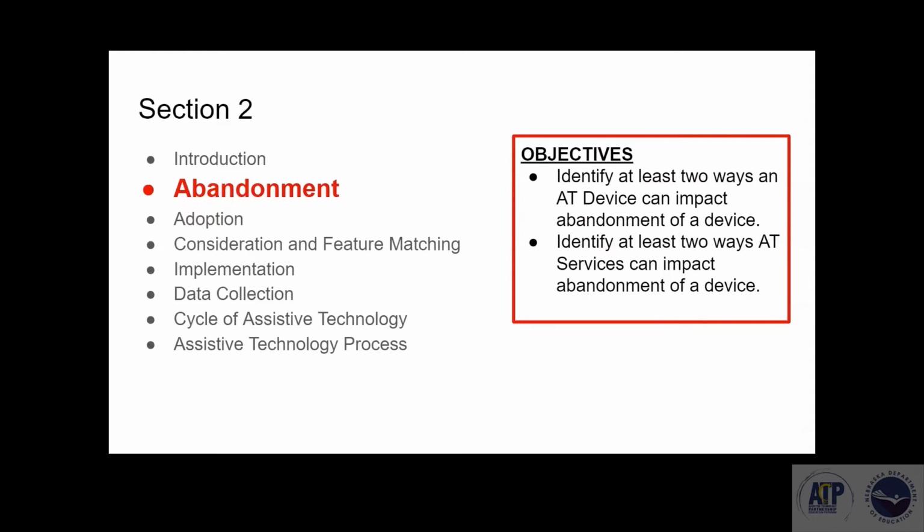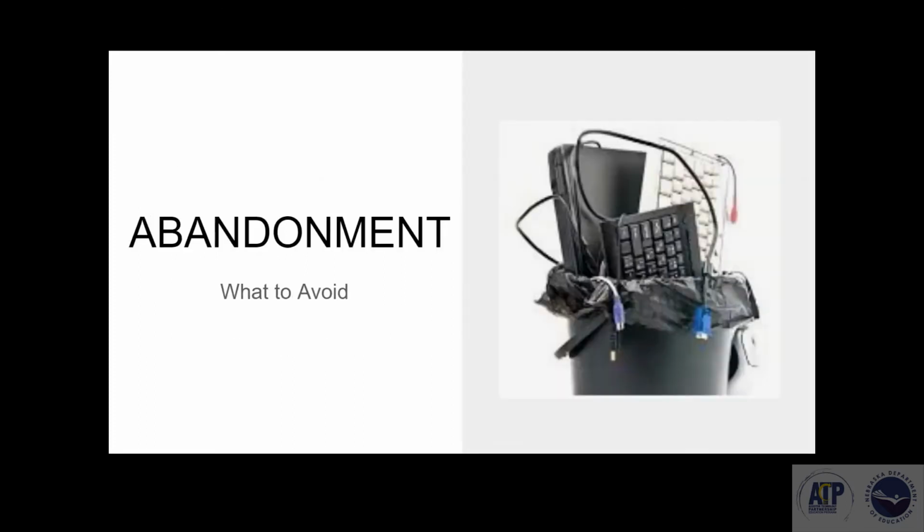So as I said, we're here in section 2 out of 8. This is going to be about 15 minutes where we review abandonment. Now we know we talked a little bit last time about an informal definition of abandonment. When a student's not using something, maybe they're having difficulty learning something, maybe they're not embracing it independently. But our objectives for this section are first to identify 2 ways that the device can impact the abandonment, as well as 2 ways that AT services can impact abandonment of that device.